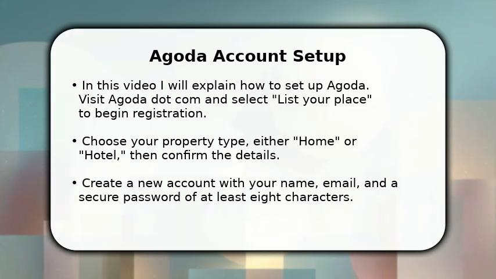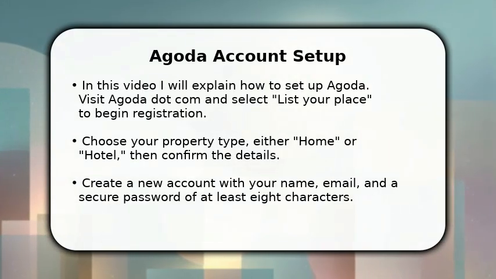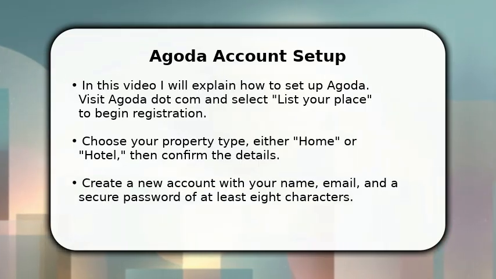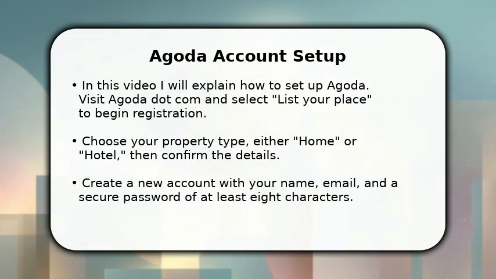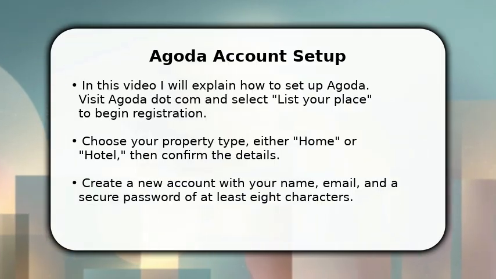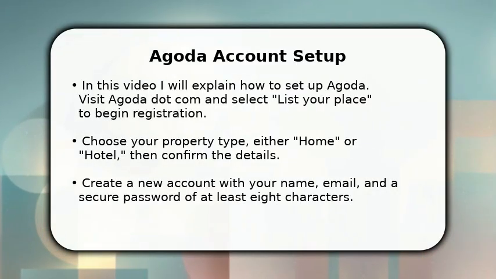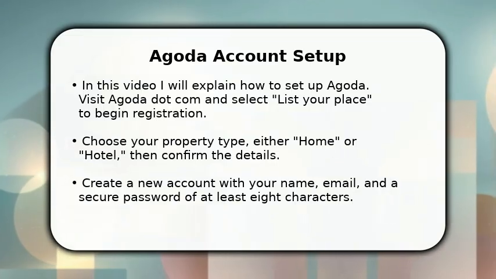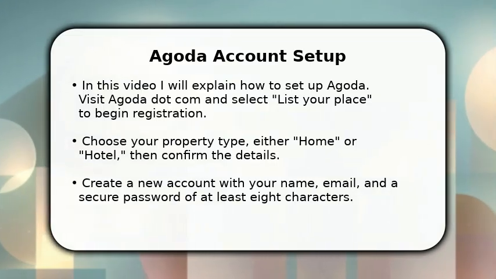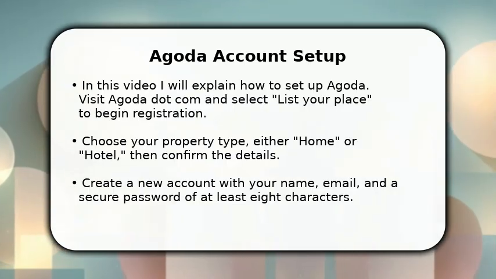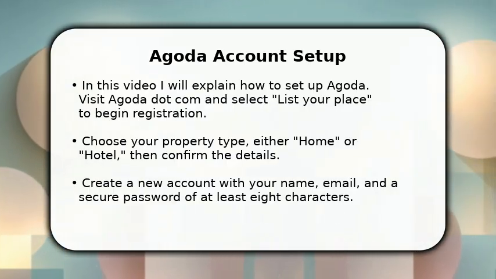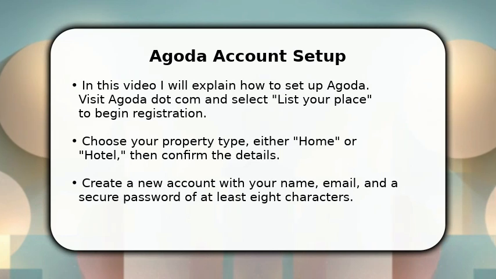In this video, I will explain how to set up Agoda. First, navigate to agoda.com and locate the List Your Place option to start your registration. You will then choose your property type, selecting either home or hotel, and confirm these details. Next, create your new account by providing your name, email address, and a secure password that is at least 8 characters long. This initial step is quick and sets the foundation for your listing.